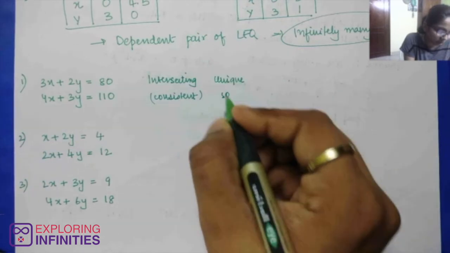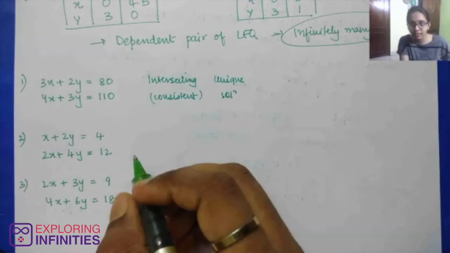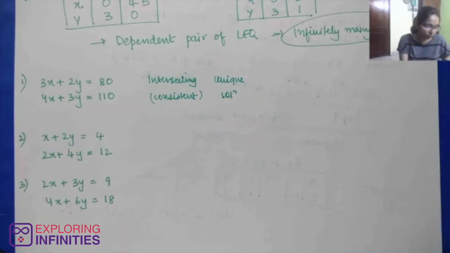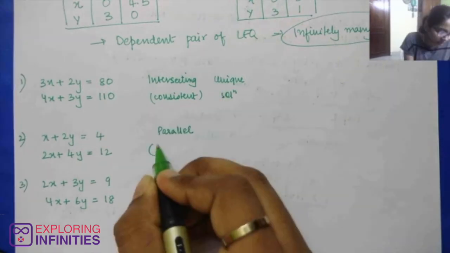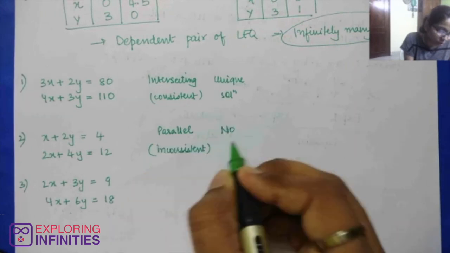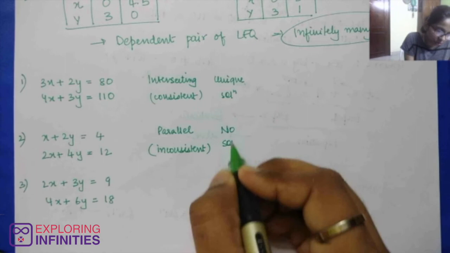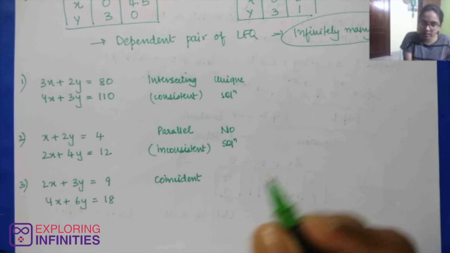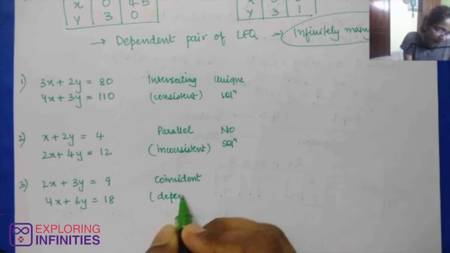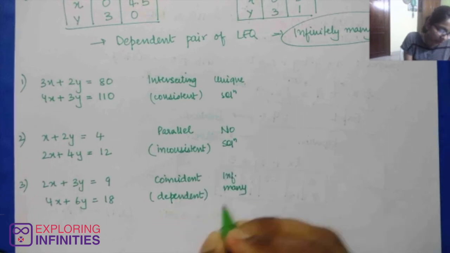The second pair we studied was parallel to each other. Those two lines were parallel lines, and we called them an inconsistent pair of linear equations, and we saw that it has no solution because they were not intersecting at all. The third one we saw was coinciding with each other, so we have coincident lines. We call them a dependent pair of linear equations, and we saw that it has infinitely many solutions. So we have this much with us.